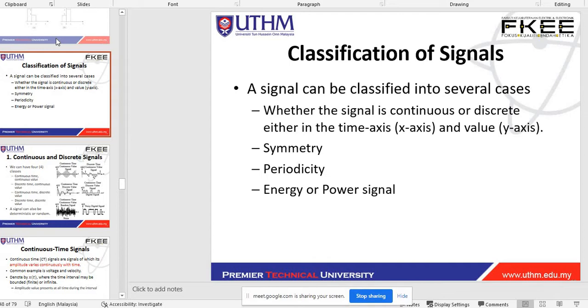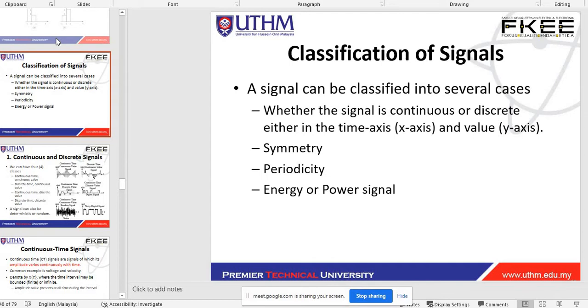Okay, so today is a tutorial session, but I will still continue with the lecture because I want to finish chapter 1 as soon as possible, okay? All right, so let's continue the second part of lecture 2. That is the classification of signal. So a signal can be classified into several cases.